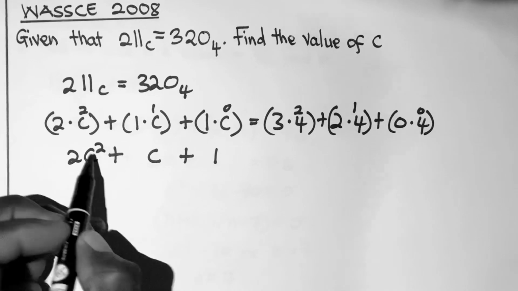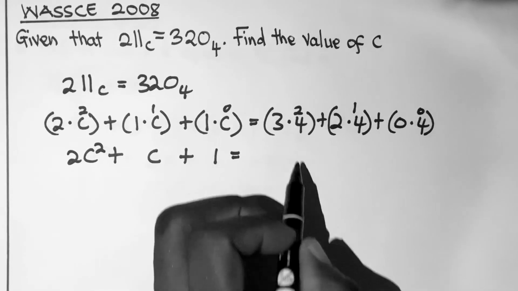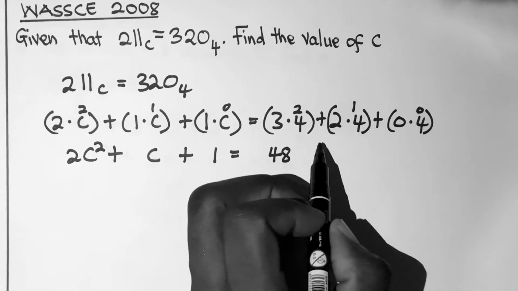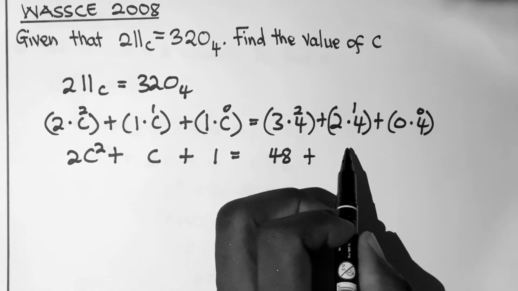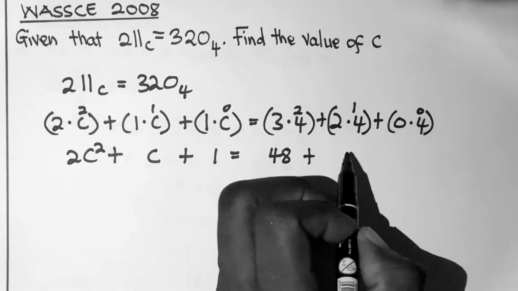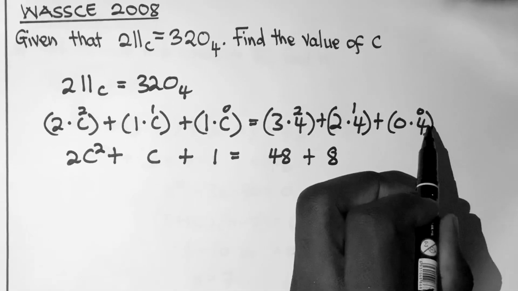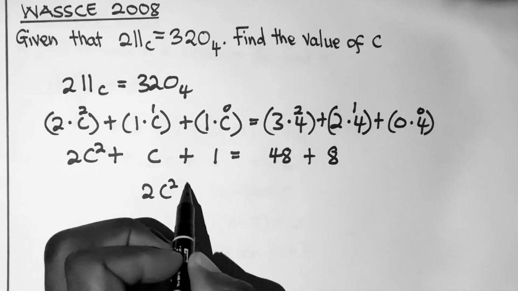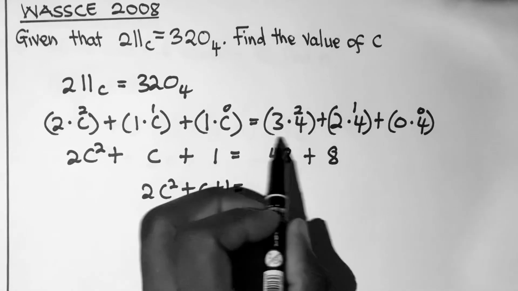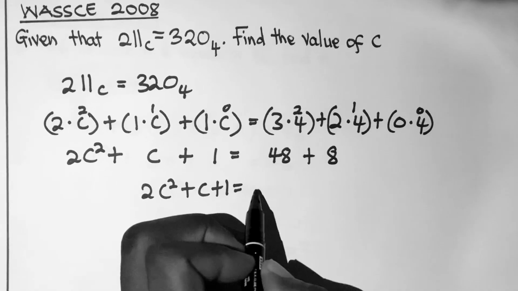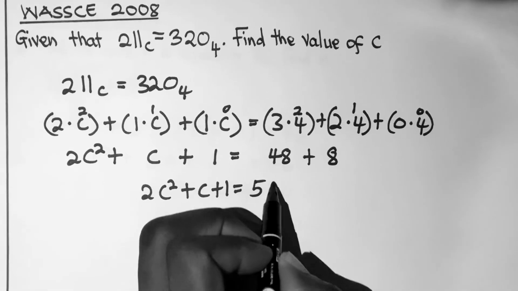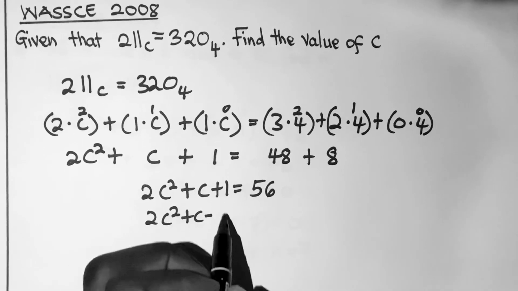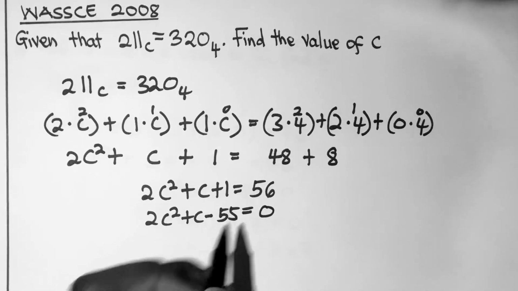Here becomes 2C squared equals, now 4 exponent 2 is 16. 16 times 3 is 48. Then plus 4 exponent 1 is 4. 4 times 2 is 8. Then 4 exponent 0 is 1. 1 times 0 is 0. So now this becomes 2c squared plus c and plus 1 equals 48 plus 8 is 56. So 2c squared plus c, then 1 minus 56 is minus 55 equals 0.